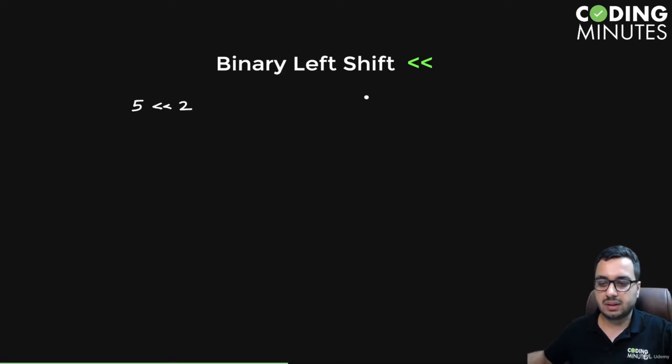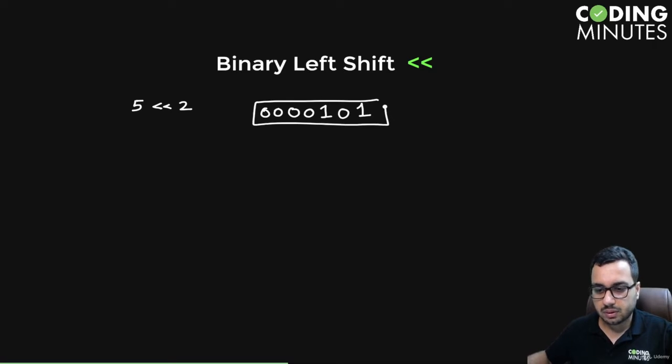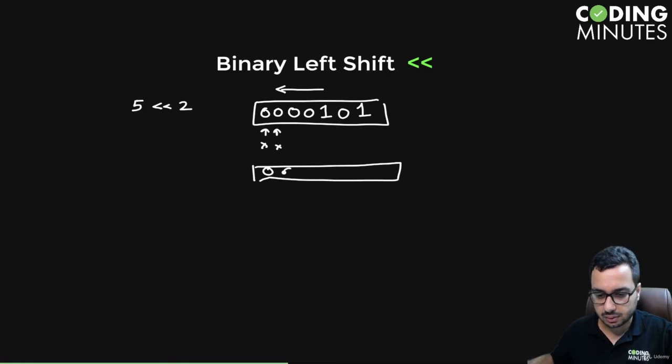It basically means we have a number 5, and whatever bits it has, we are going to left shift all the bits by a factor of 2. So everything is going to move towards the left by a factor of 2. What will happen? These two bits will fall off, and you will have something like this: 0 0 1 0 1, and from here you will add two zeros, like this.